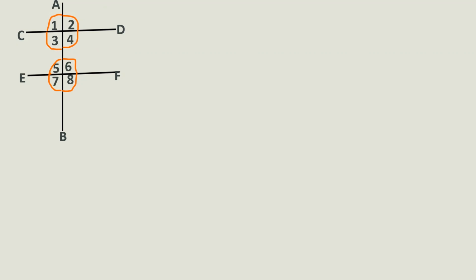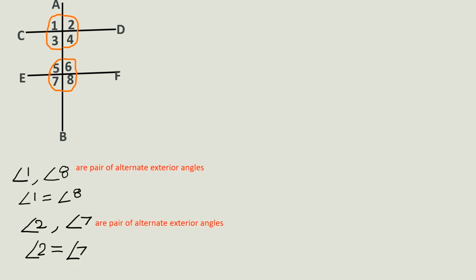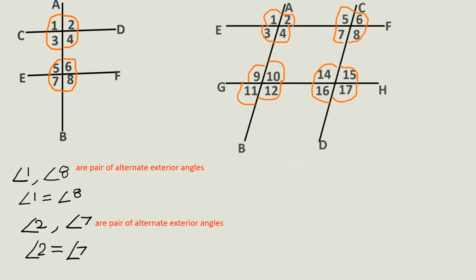Let's see a diagram. In this figure, angle 1 and angle 8 are alternate exterior angles. And since this is the parallel case, they will be equal. Angle 2 and angle 7 are alternate exterior angles, and since this is also the parallel case, angle 2 and angle 7 will be equal.